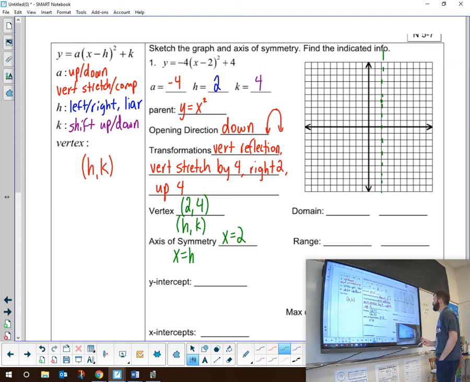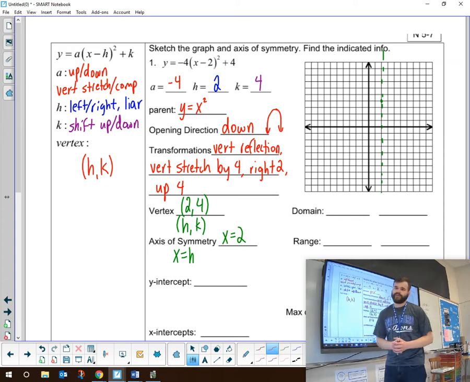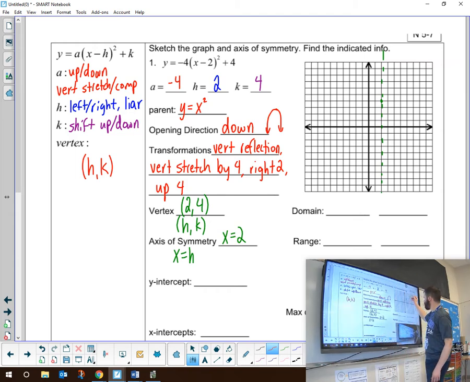Okay, all right, so now we can get an idea here and draw my graph out. Here's how I like to draw my graph. We know our opening direction, we know our vertex, so we know it's going to come down this way. But we also know that I have a vertical stretch by 4. You can think about that as my slope going from my vertex. That means we're going to go down 4, out 1 this way, down 4, out 1 this way. And so it shows you pretty accurately where my graph is going to be.